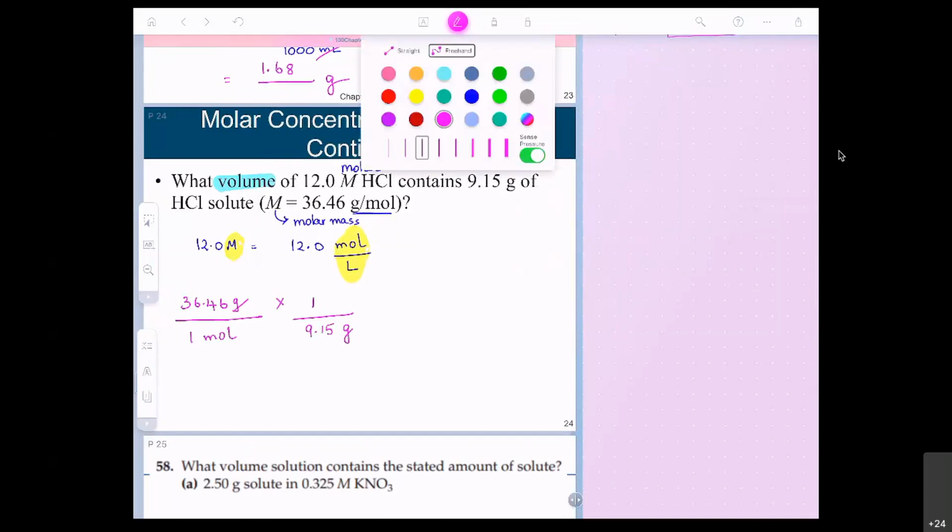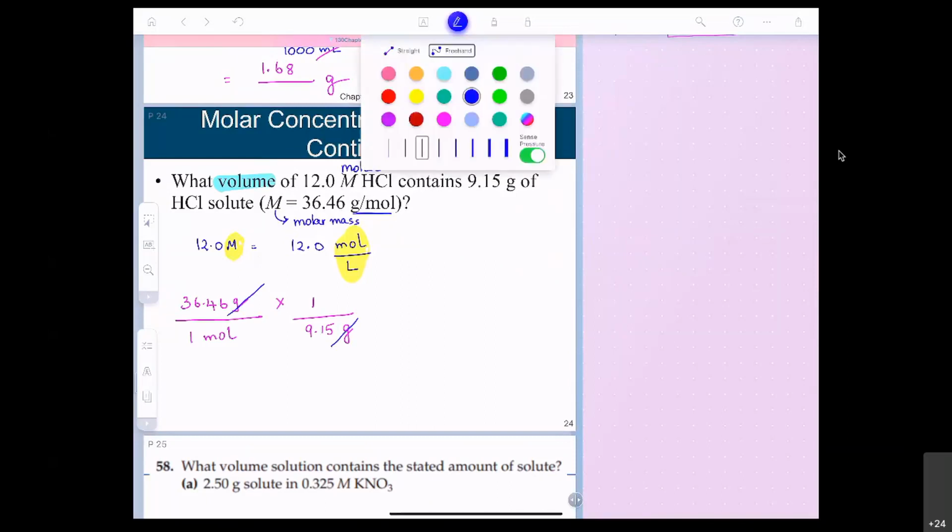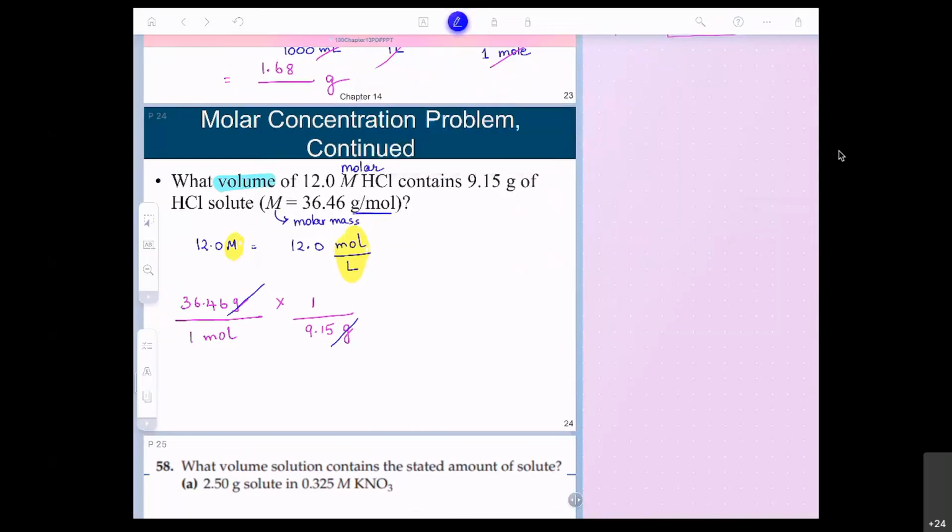So what you're doing now is canceling out the grams. Moles is on the bottom, which is good. And eventually we want to cancel out the moles as well, right? We don't want moles. We want liters. Now what we're going to do is have molarity on the bottom, which means 12.0 M is on the bottom. So what will happen now is you will get 1 liter, and then your 12 moles will be on the top. Oops.